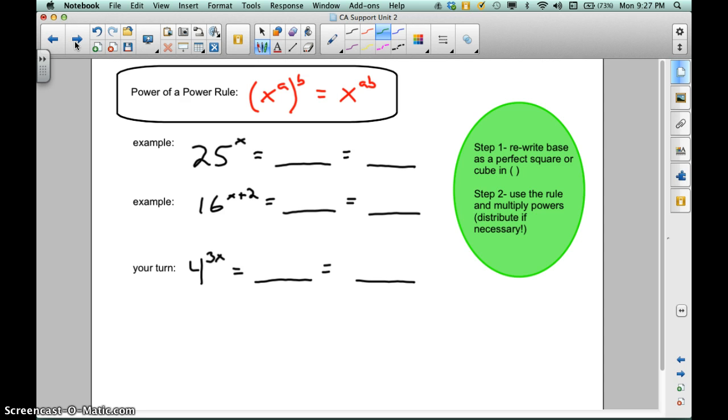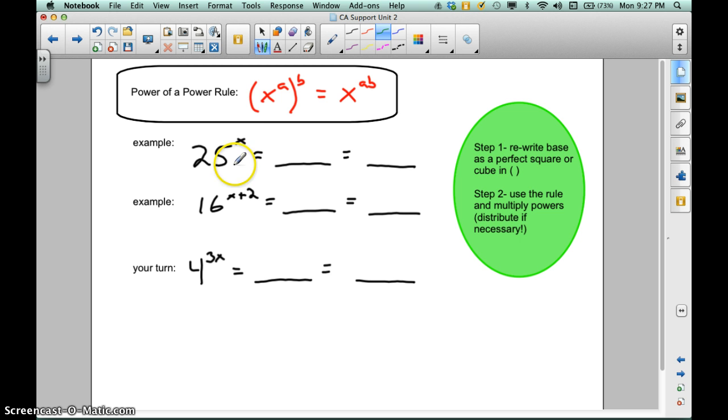The next rule we need to review is power of a power. And so this one is where you have something raised to a power, and then that's all in parentheses, to another power. And the rule is you just multiply the powers together.